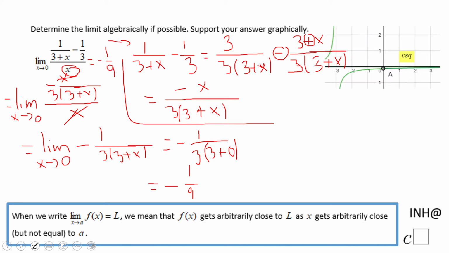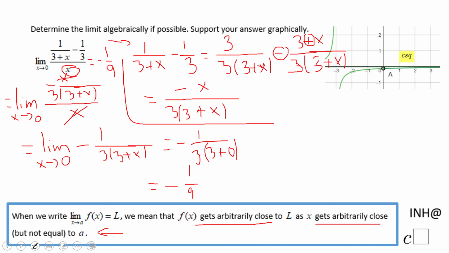Let's take a look now at the graphical approach, which you see here. You notice the point A, how I call it here, that is where we have a hole. The function is not defined there. However, when x is getting closer and closer to 0, f of x is getting closer and closer to negative 1 over 9, which is hard to be seen there. I mean, it's impossible to know looking just at the graph that the value the function approaches there is negative 1 over 9.